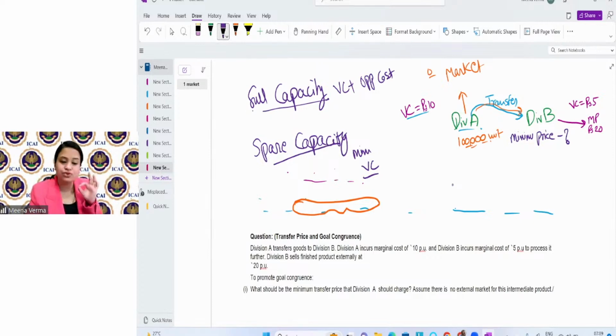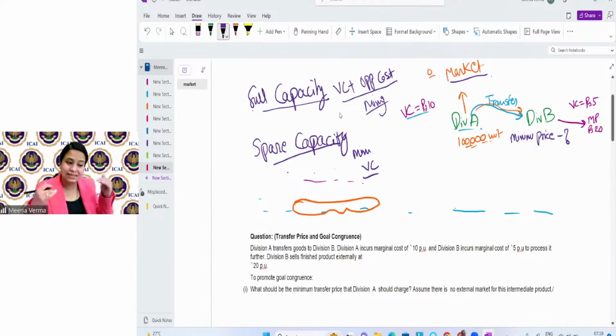So you have to check here whether the company has an external market or not, whether they are selling the goods in the outside market or not. You have to check it. If the company has the external market, then what will happen? You will consider the variable cost and opportunity cost as a minimum. This will be the minimum expectation of the manager.